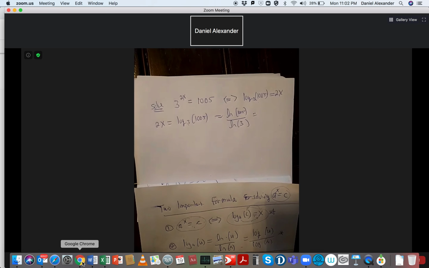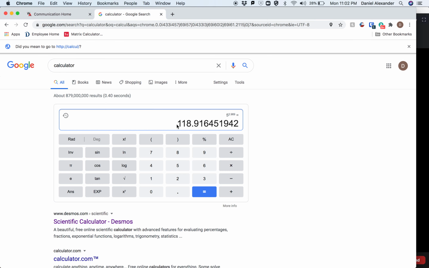I'm going to go back to the web page and solve it. Natural log of 1005. Oops, I got a 9 in there. Let's get rid of that. Natural log of 1005 divided by the natural log of 3. Sorry, I keep putting in extra parentheses. Natural log of 3. And I get my answer, 6.292. I'm writing that down, but we'll go back and look at that.